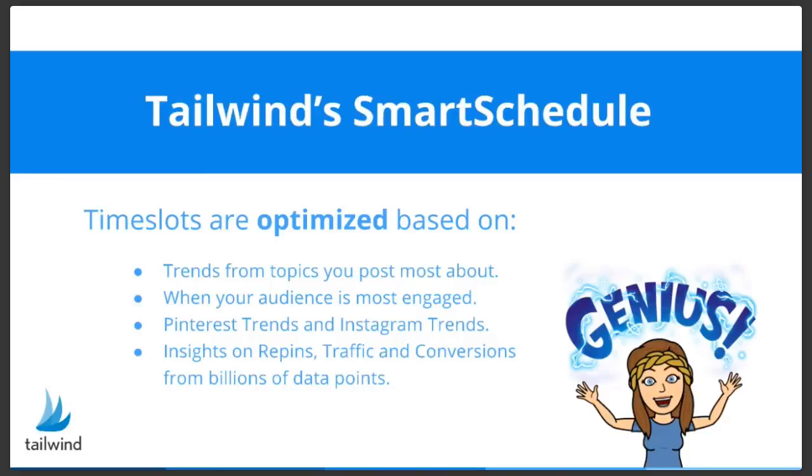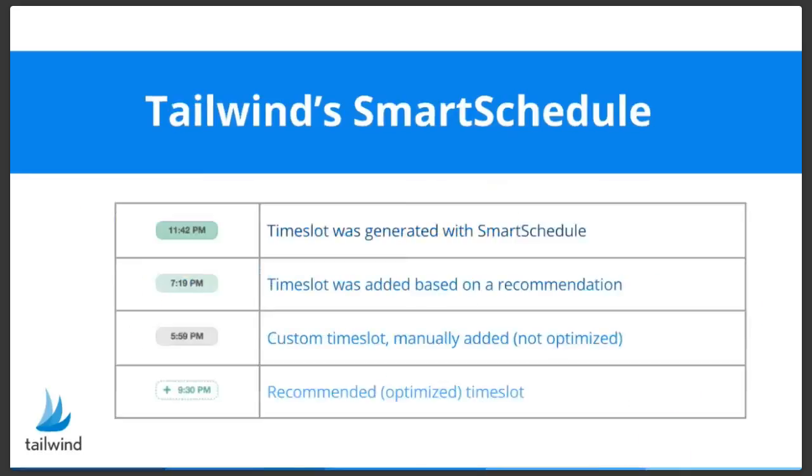So the Smart Schedule you have with Tailwind isn't just a selection of random times. These are actually based on data. So your posts are going out at the best times possible for you to actually get engagement.